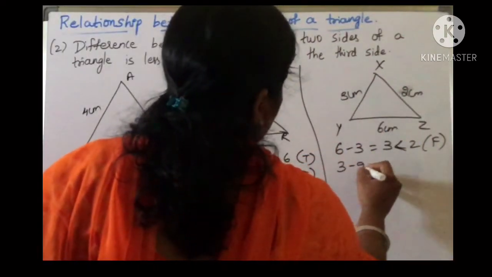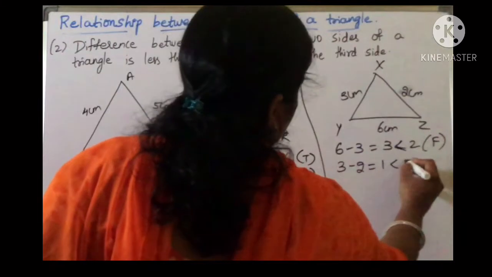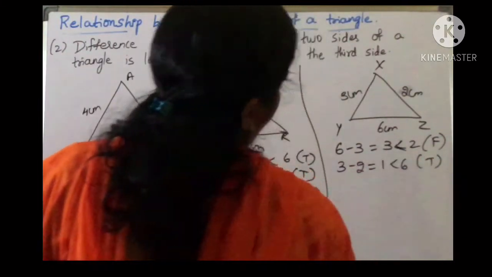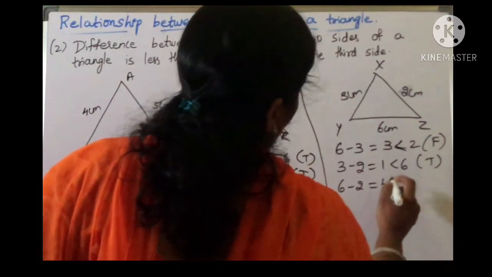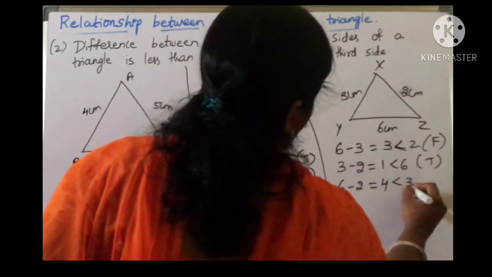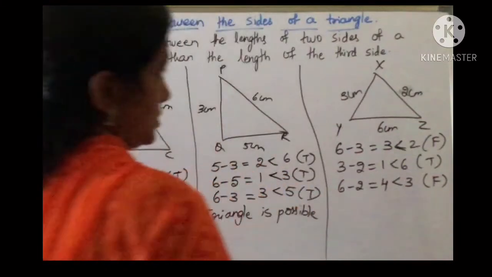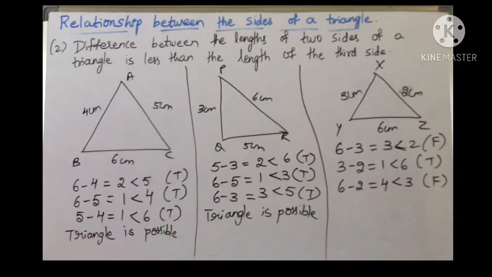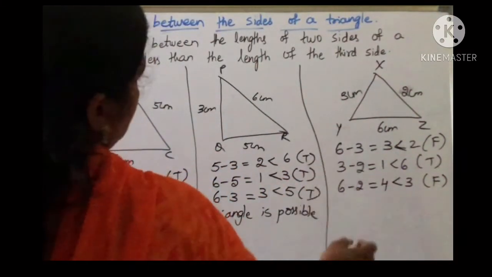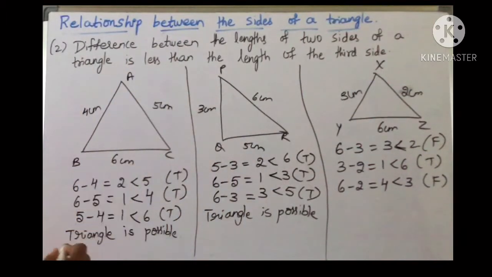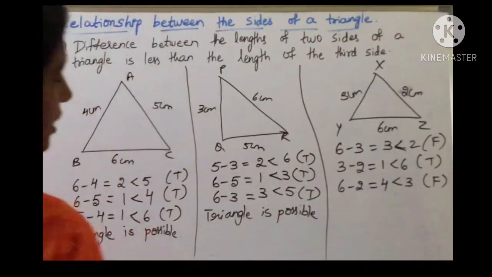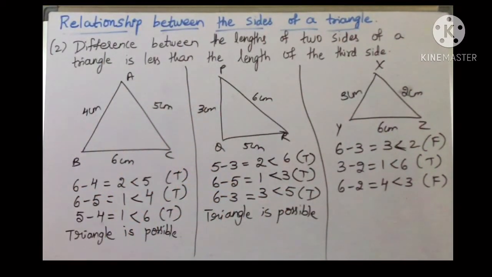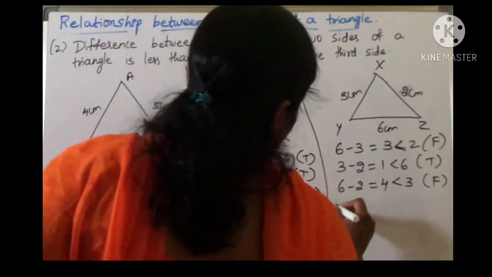3 minus 2. 1. Compare with the 6. Yes, it is true. Next, 6 minus 2. 6 minus 2 is how much? 4. Is 4 less than 3? So it is false. Right, children? So here we are not getting all the three, means the difference between the lengths of two sides of a triangle is less than third side is not possible in this triangle. So we can say that triangle is not possible.